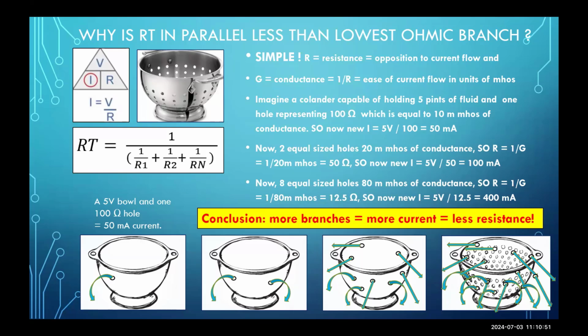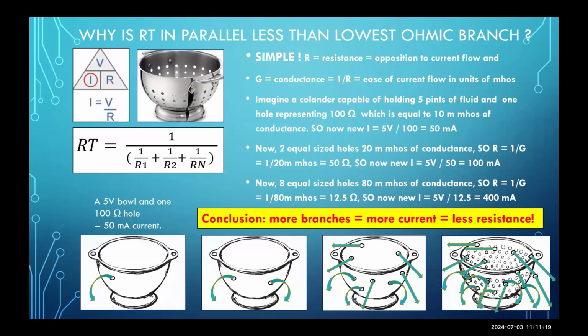The resistance has gone down by half. If we've added a second hole, we have twice as much current flow, twice as much conductance. The resistance has now decreased overall. Now, the last bullet point, 8 equal size holes, each one being 10 millimhos of conductance. 8 of them represents 80 millimhos of conductance.